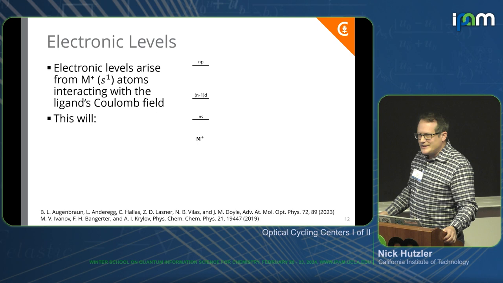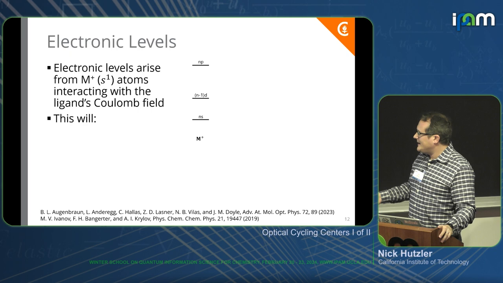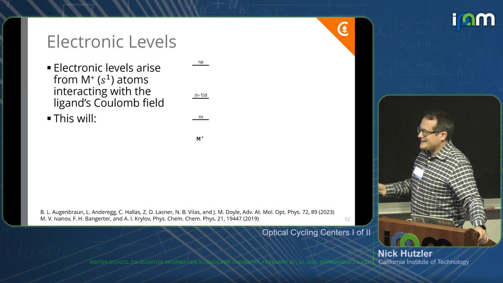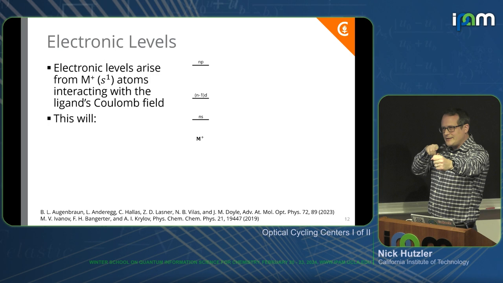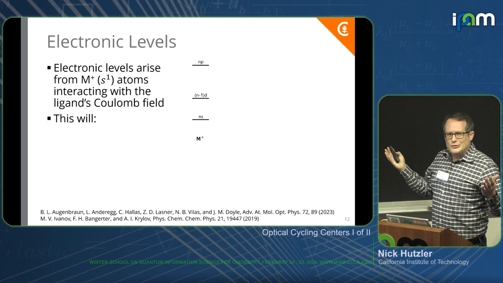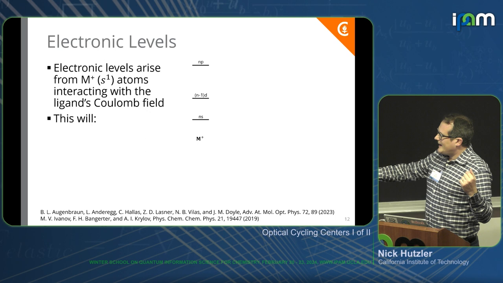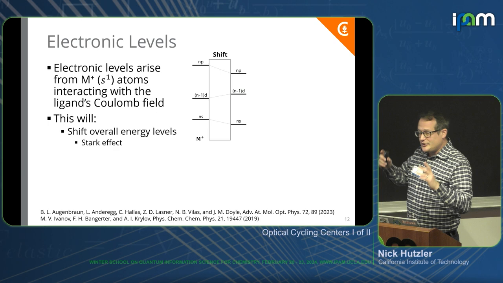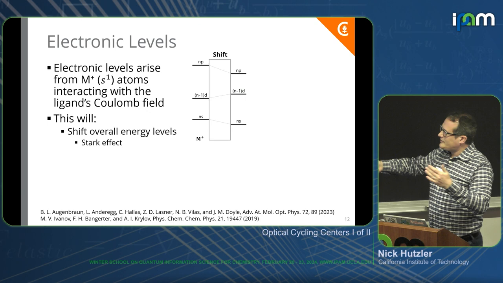But now we can start adding features to back out what the real structure looks like. It's not so simple that the molecular structure just looks like this. The dominant perturbation in some sense is the fact that this ligand is there and it has a charge, and so it creates an electric field pointing along the internuclear axis. So what does that do? Now we add a big electric field to this alkali-like structure. It'll do at least three things. The first is it'll shift the energy levels just from the Stark effect. You add an electric field, the levels will shift around.